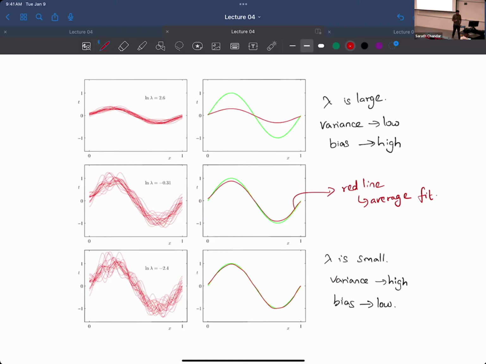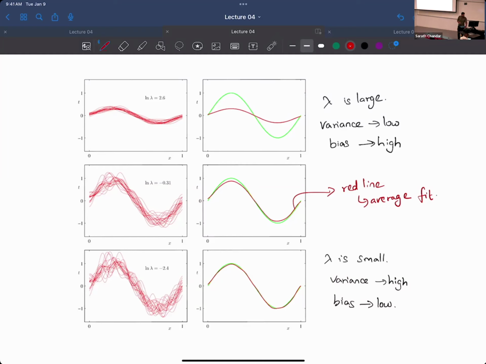So when you have something in between, you see that you're approximating okay, and the variance is also okay. Is that clear? This is a practical example of how the bias variance trade-off works. When you have a very complex model, which means regularization is low, then bias is low, variance is high. When you have a highly regularized model, then the bias is high and variance is low.